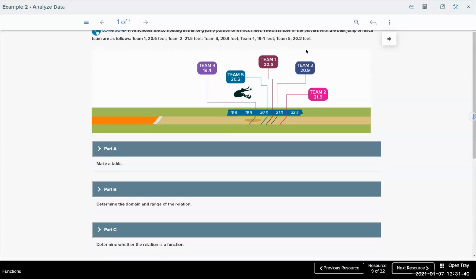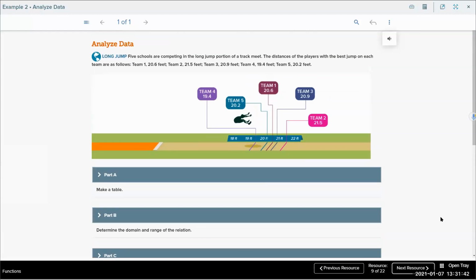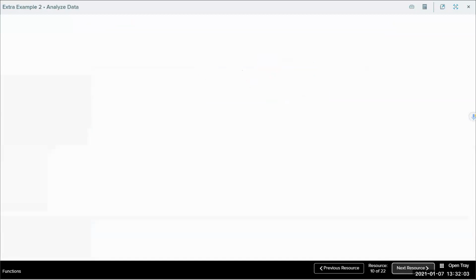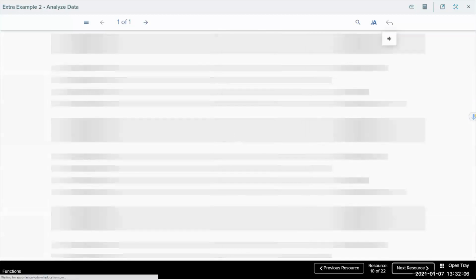Okay. So if I want to think about whether or not this is a function, then all I have to ask myself is, does every team, which is our domain values, team 1, team 2, team 3, team 4, and team 5, do every one of them only have one best long jump distance assigned to them? And the answer is yes. If it's the best, there's only one of those. And so this would be a function because each domain element has exactly one value in the range.